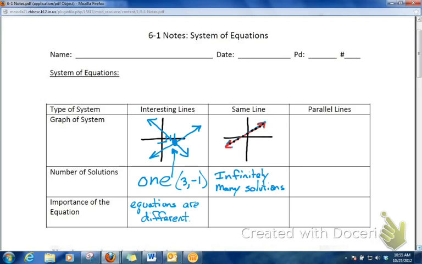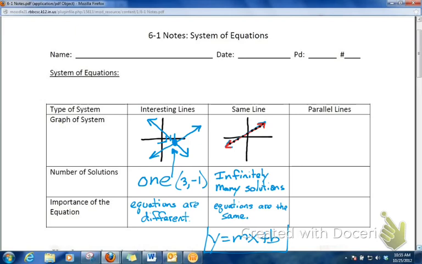Now, they might not look the same right at the beginning, but in order to graph, we have to turn the equation into y equals mx plus b. When you turn these two equations into y equals mx plus b, they come out to be the same exact equation. Obviously then the lines are right on top of each other, the same exact line.